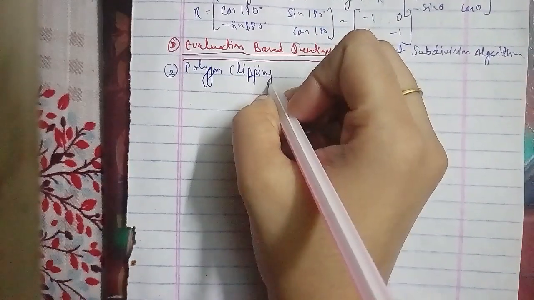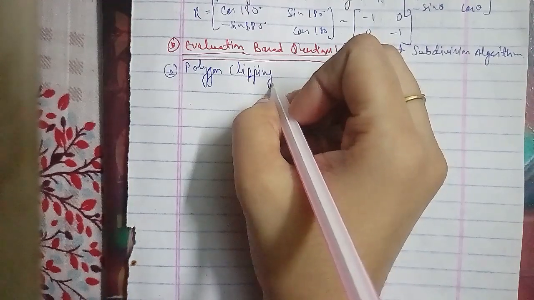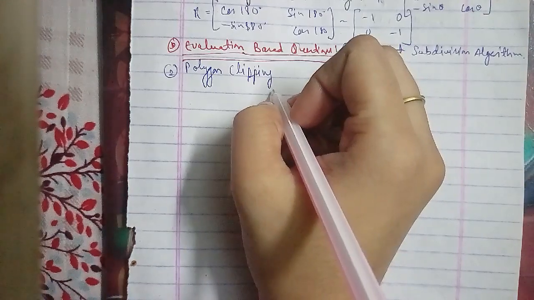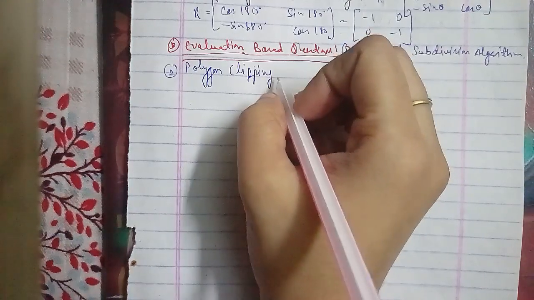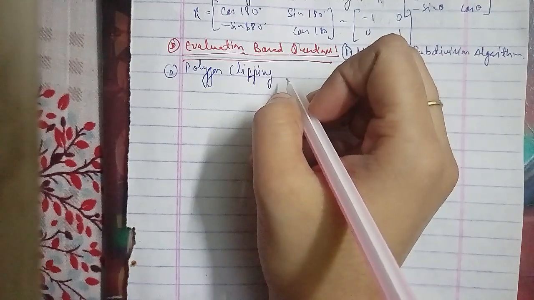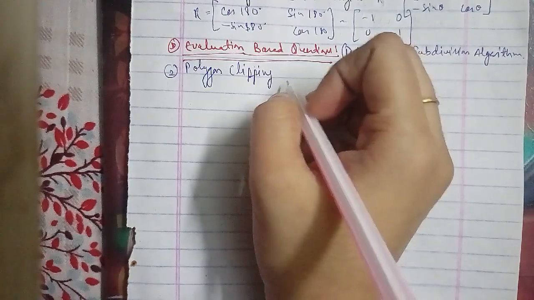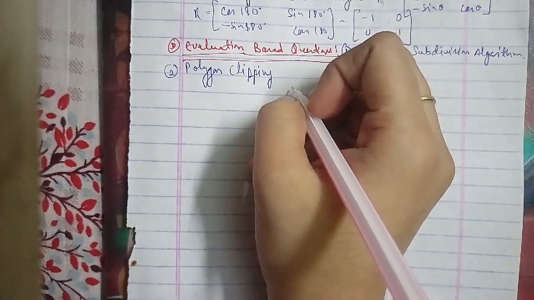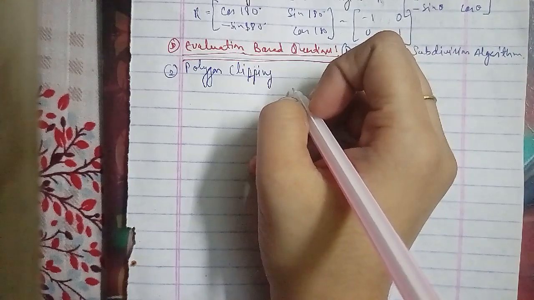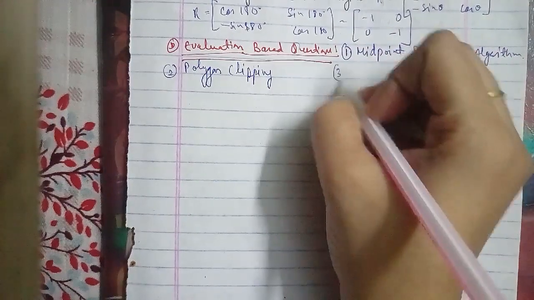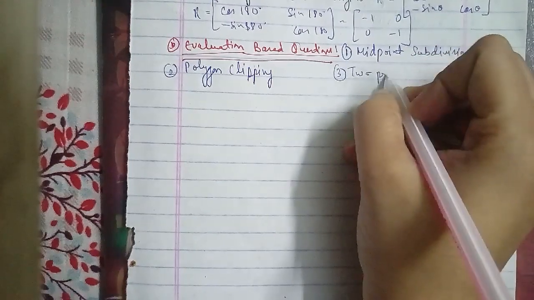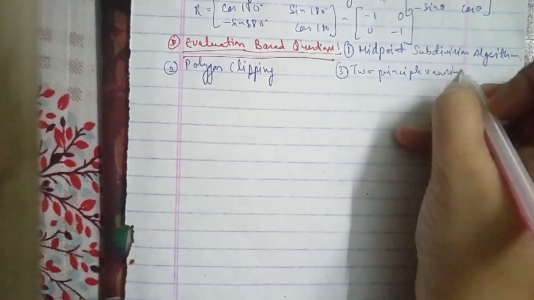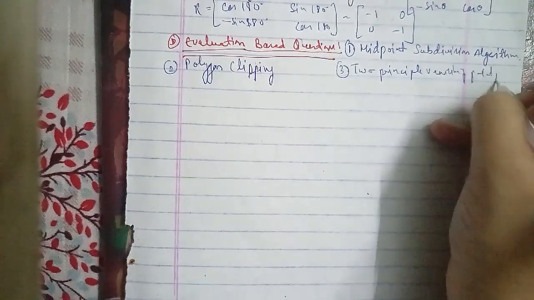The third evaluation based question is to identify the type of vanishing point projection. We are given P1 with x1 equals a plus d by l, y1 equals b and z1 equals c, and P2 with x2 equals a, y2 equals b plus d by x2, and z2 equals c. So the answer for that is 2 principal vanishing point projection.